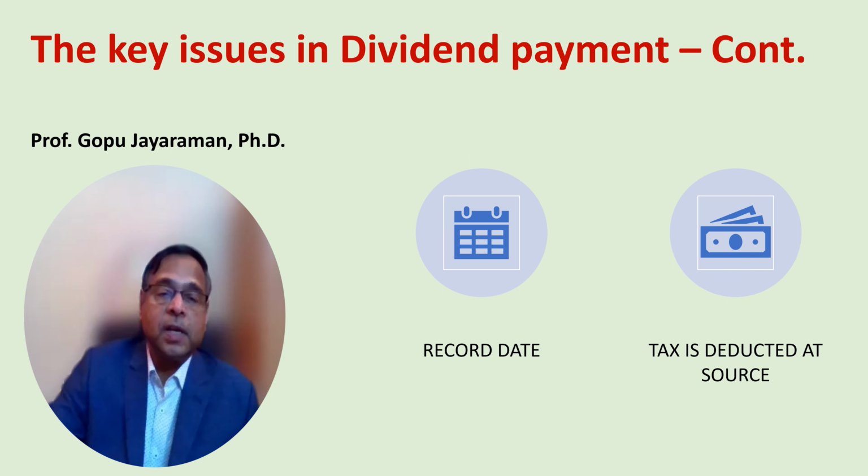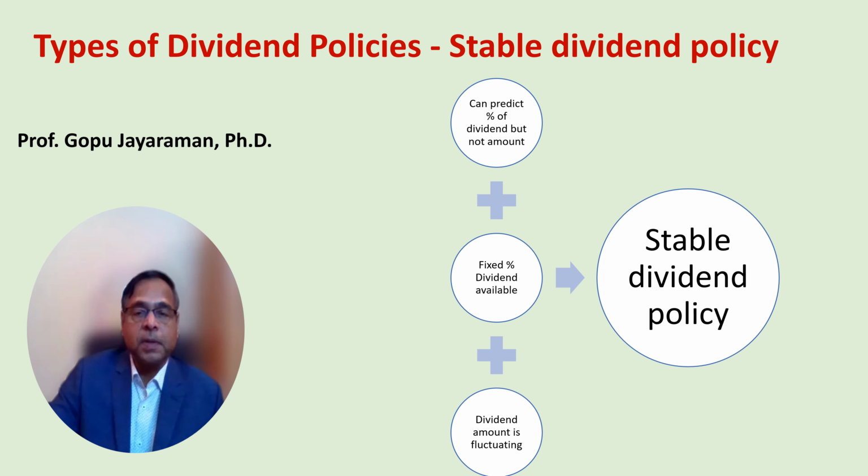There are different types of dividend policies adopted by companies. The major types of dividend policies are presented here. Let us see one by one. Under a stable dividend policy, a fixed percentage of profit available for equity shareholders is distributed as a dividend. Accordingly, the amount of dividend fluctuates with the profitability of a company. Therefore, the shareholders can predict the percentage of dividend on profitability, but not the amount of profit.